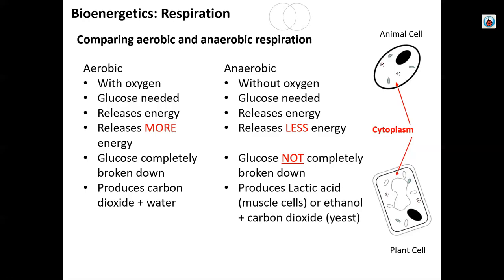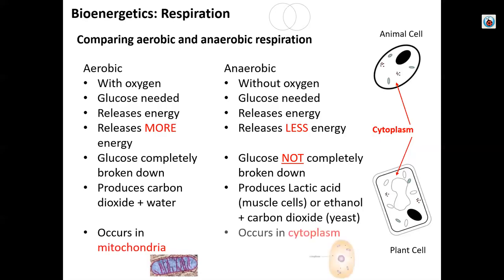And we know that the products of anaerobic respiration in animals is lactic acid, and in plants or some plants and in yeast, it's ethanol and carbon dioxide. And the final thing is we know that aerobic respiration takes place in the mitochondria and anaerobic respiration takes place in the cytoplasm. On your Venn diagram, in the middle, where you have the similarities, the only two things that you should have in there are glucose is needed and they both release energy.